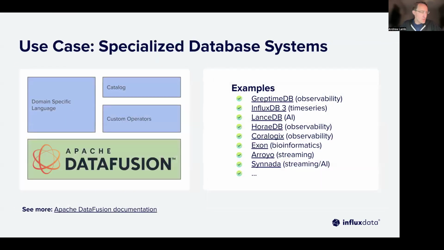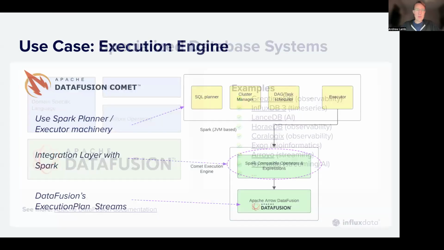So what are the main use cases for Data Fusion? A big set of use cases is specialized database systems. This is probably the biggest class of users, or at least the ones I know the most of. These are people building special observability or AI systems or vector databases or bioinformatics, streaming systems, that kind of stuff, that they'll use Data Fusion and customize it to run their system.